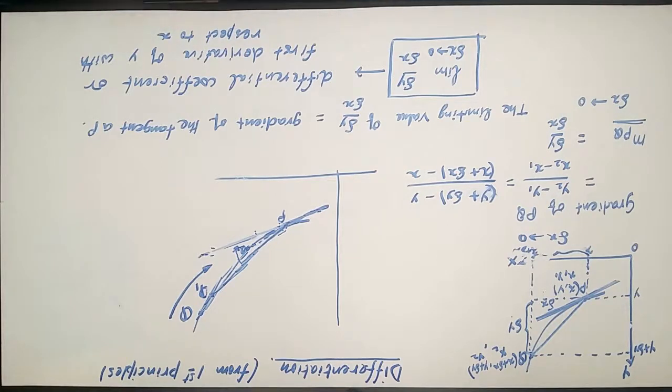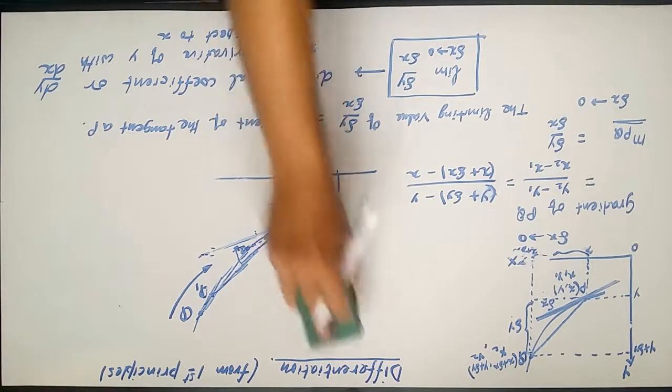It is also denoted by dy by dx. So the process of finding out this limiting value is called differentiation. This process of finding out this limiting value is called differentiation.